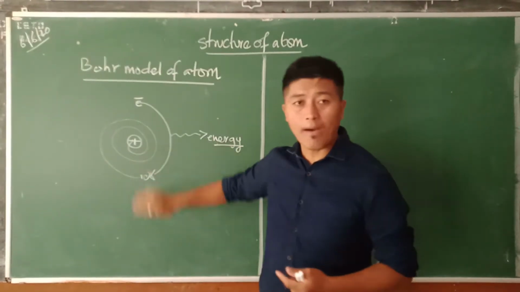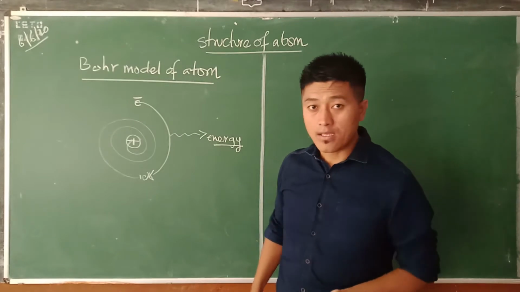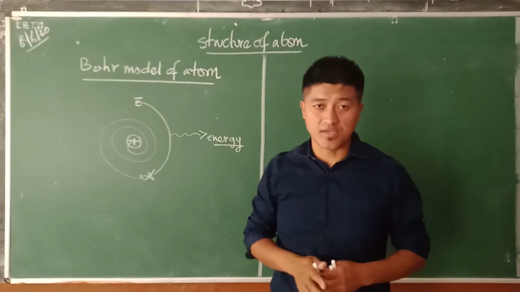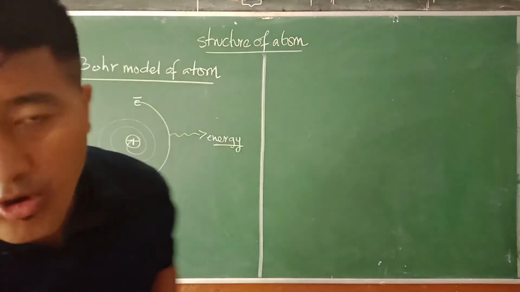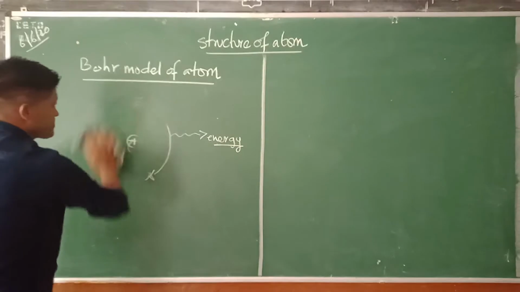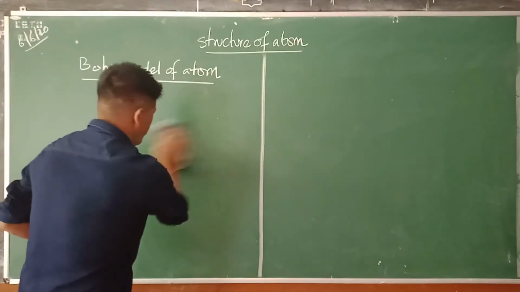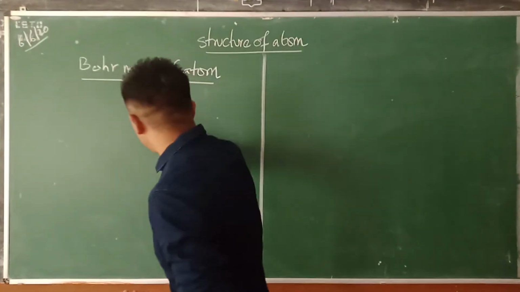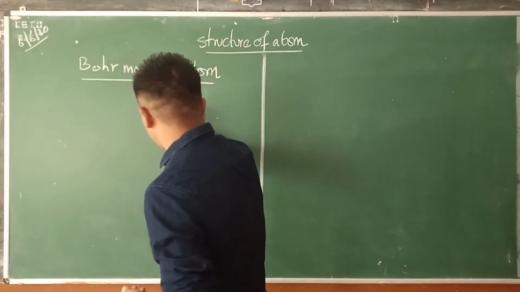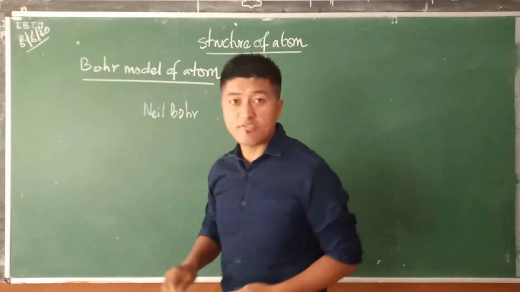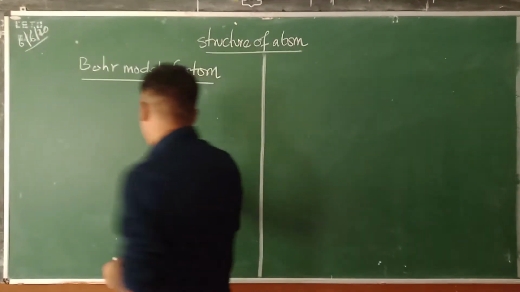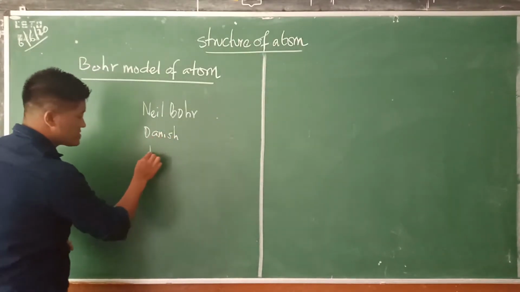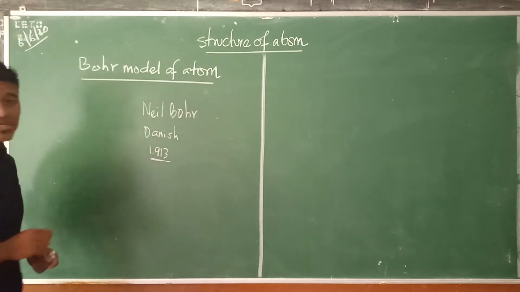So now today we are going to talk about the Bohr model atom, and his focus was on the drawback of the Rutherford model atom. Rutherford was unable to explain the collapsing of the electron into the positive center. So today we will talk about the Bohr model of atom. His full name is Niels Bohr, and he was a Danish scientist. He discovered this particular model in 1930 here.